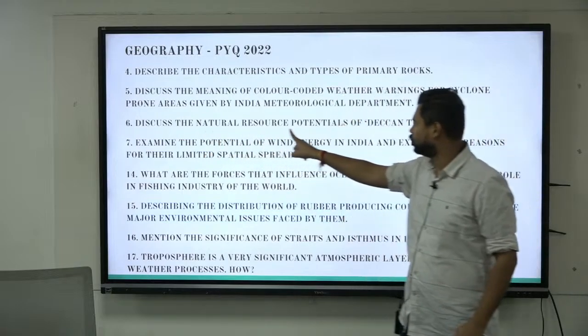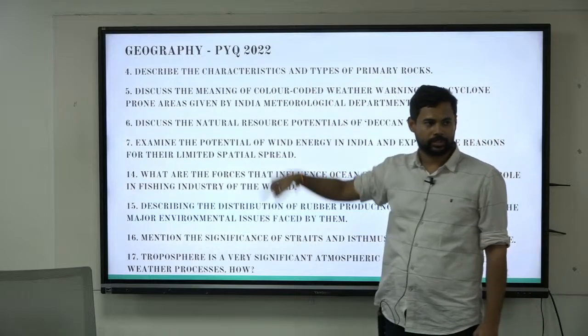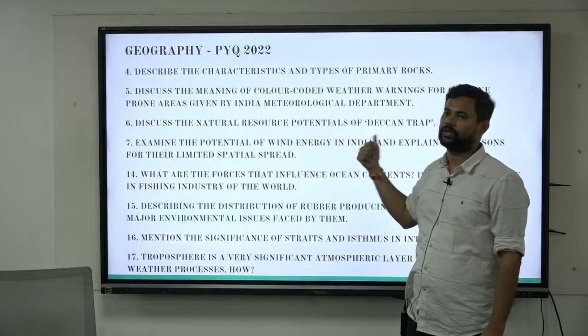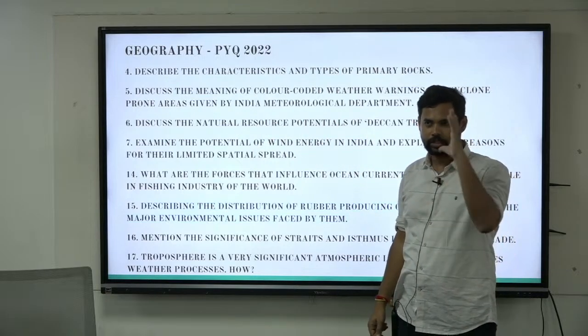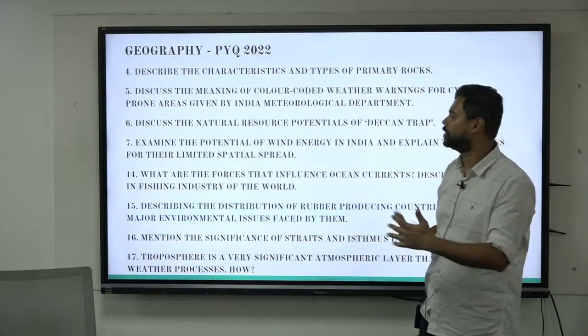Discuss the natural resource potentials of Deccan Trap. How can you map to that question? They ask natural resource potentials of coastline, they are asking natural resource potential. Are you understanding this? This is how you have to catch. Okay, let us see more. As we dig deeper, you will start understanding.